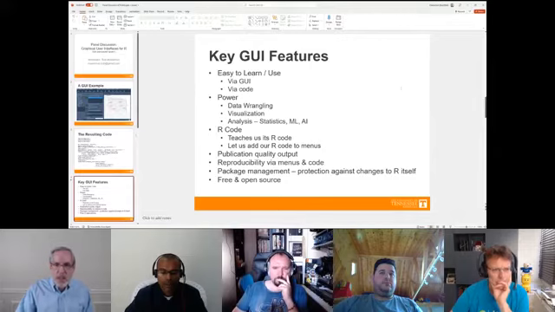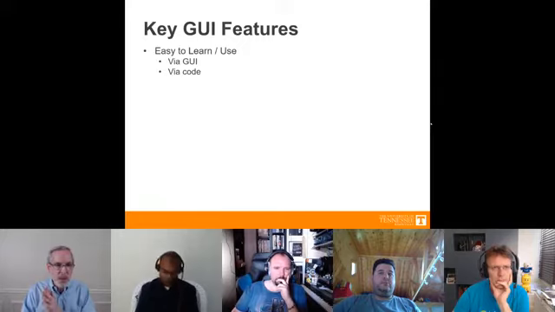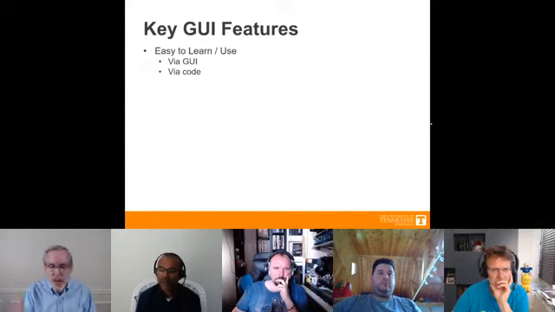Okay, so some of the key features to look for in a GUI. Some of the key features are that they're easy to learn and use. And of course, they mostly all are easy to use via the GUI. How hard they are to use via code depends on their perspective. Sometimes they have a very simple text editor, and other times they have a very powerful integrated development environment.